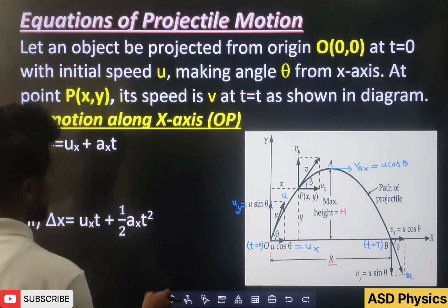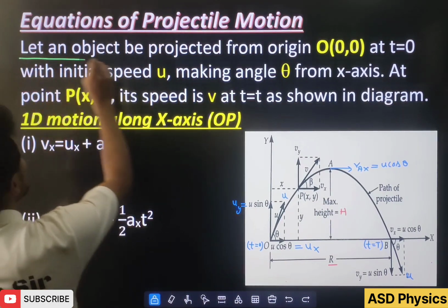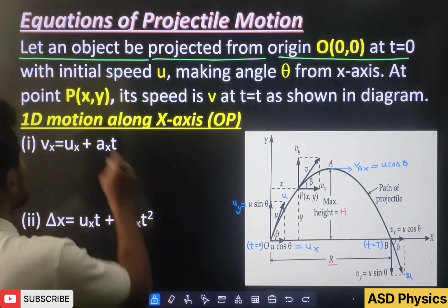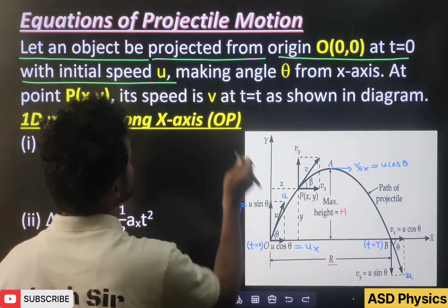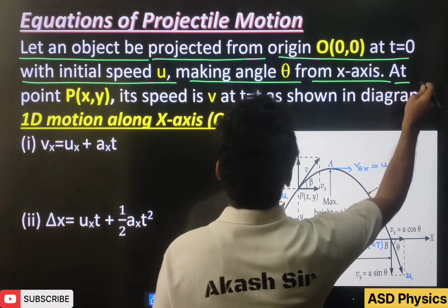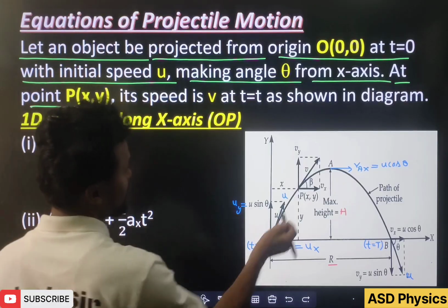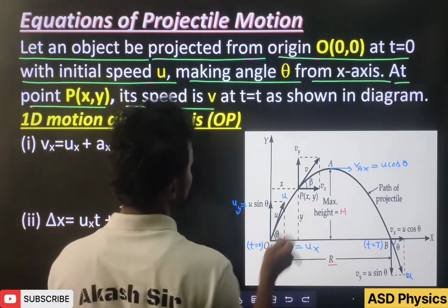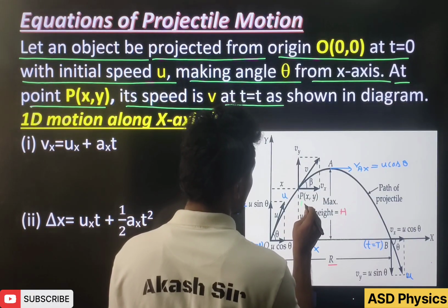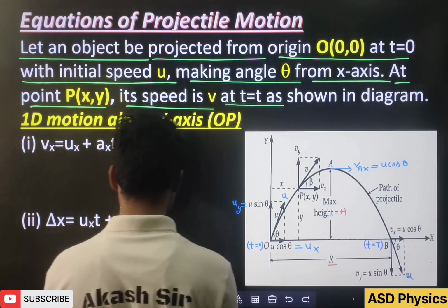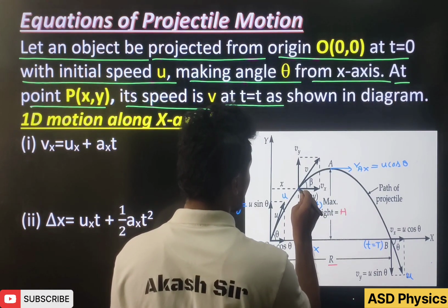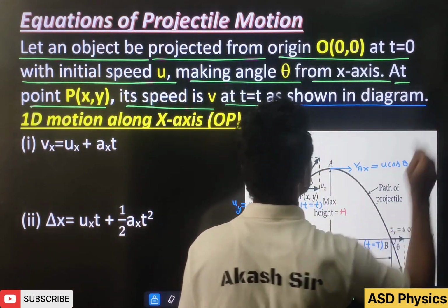Okay, so now let's see here. You can see, let an object be projected from origin at t equal to 0 with initial speed u, making angle theta from x-axis at point P(x, y). That means here its speed is v at t equal to t. Is it? So at point P, how much time is there? I can tell here at point P, students, the time is t. Is it here? T equal to t, where? At this point here. Is it? As shown in a diagram.